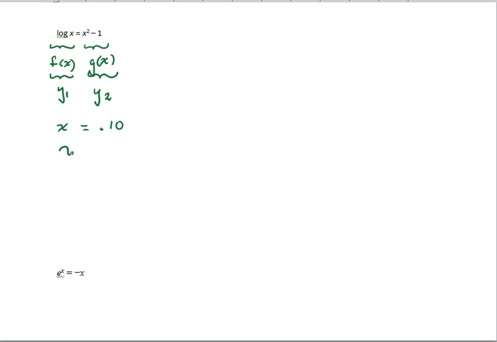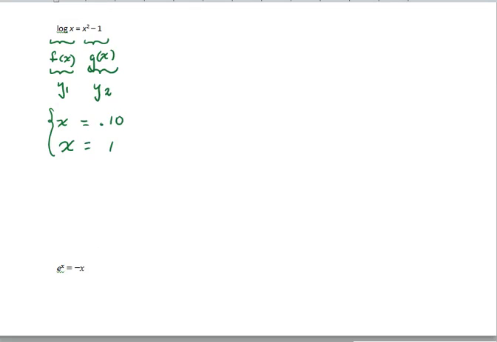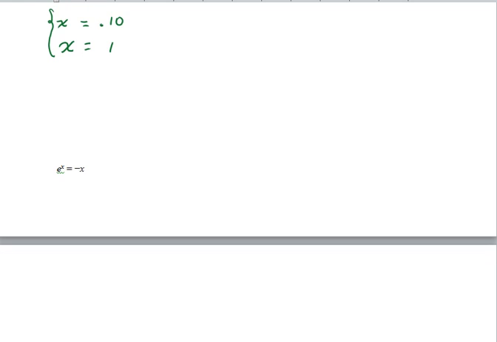So our second value of x is x equals 1, and we can see when x equals 1, common log of 1 is 0, and 1 squared minus 1 would be 1 minus 1, or 0. So there are 2 solutions here, 2 values of x. So we are looking for the values of x close to the closest 2 decimal positions.